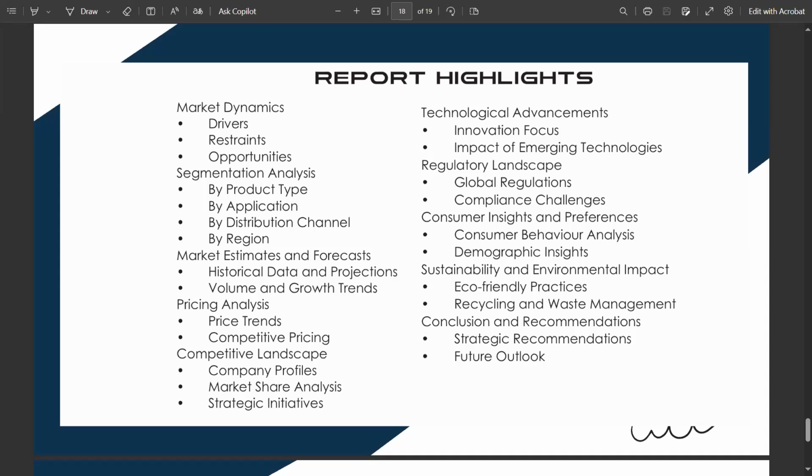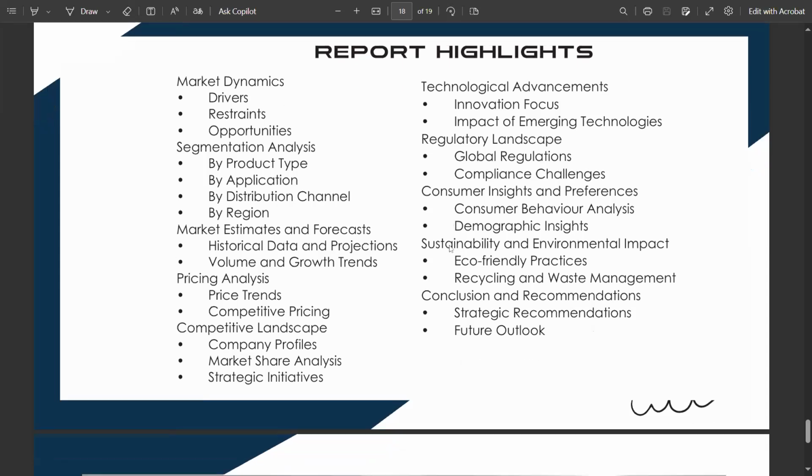The sustainability and environmental impact. ESG is currently trending a lot, and of course, we have our in-house ESG analyst who is currently working on sustainability and environmental impact of each market report, each title, and medical device.